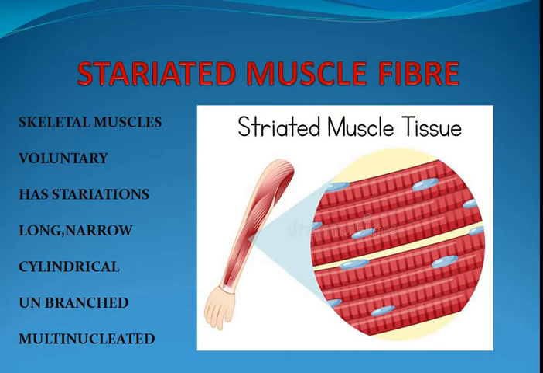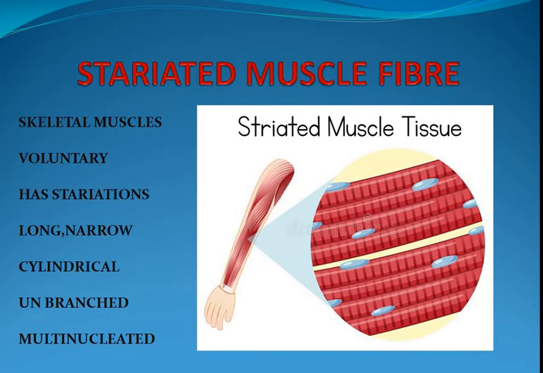It is present in the hands. You know about the biceps or the triceps. So these are known as voluntary muscles. These muscles are under our control. The muscle fibers show striation. That means they show light and dark bands. You can see over here the light and the dark bands. So therefore they are said to be striated muscles.